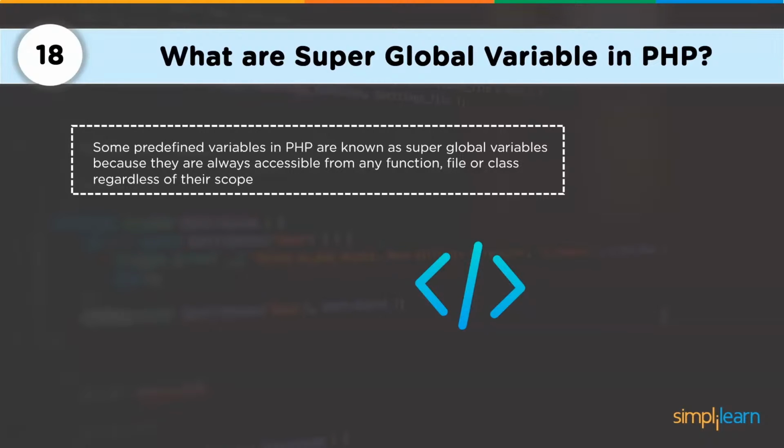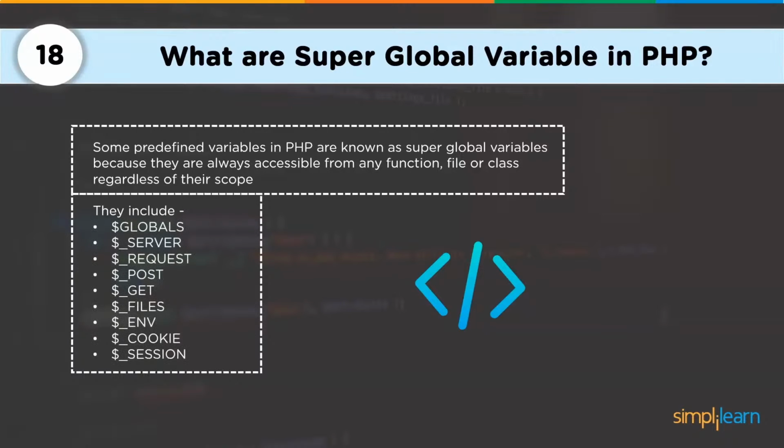So suppose you write a piece of code and you declare a variable inside it, it would be a local variable and could be accessed only in that part of the code. But in case of superglobal variables, they are accessible throughout the entire code. They include GLOBALS, SERVER, REQUEST, POST, GET, FILES, ENV, COOKIE, and SESSION.